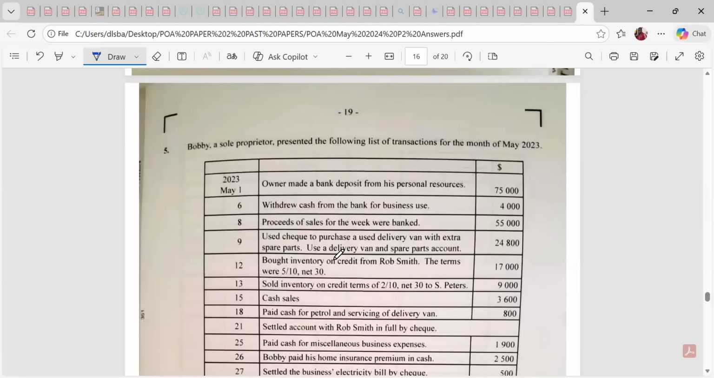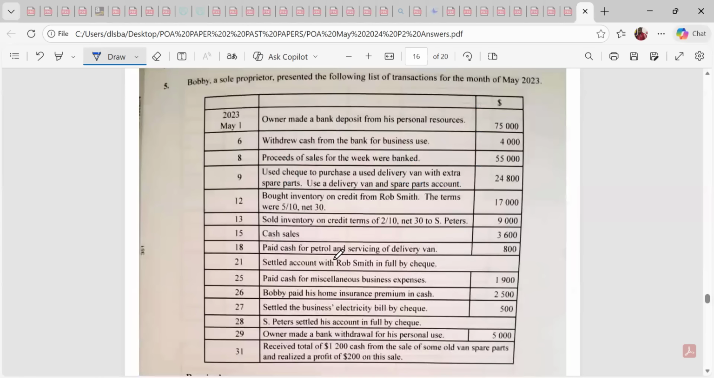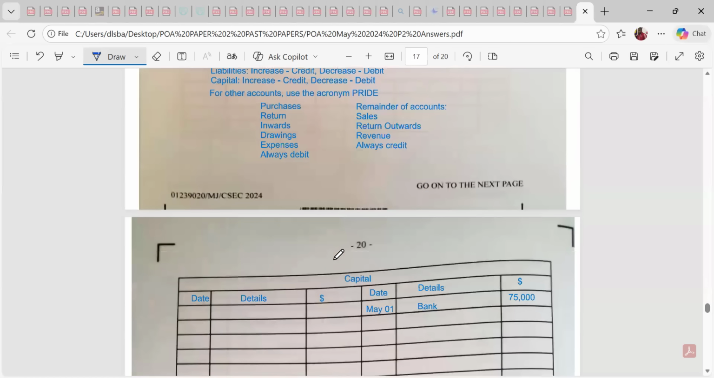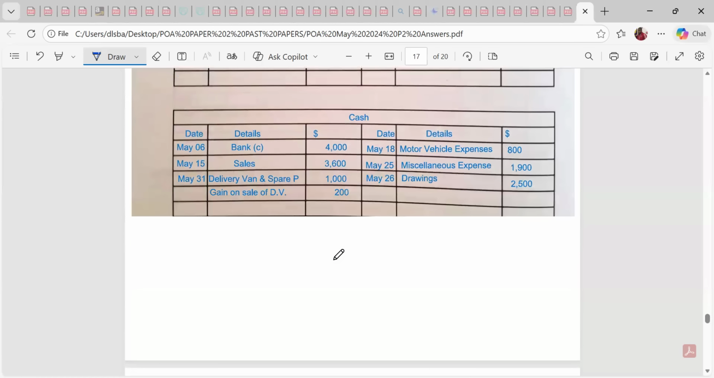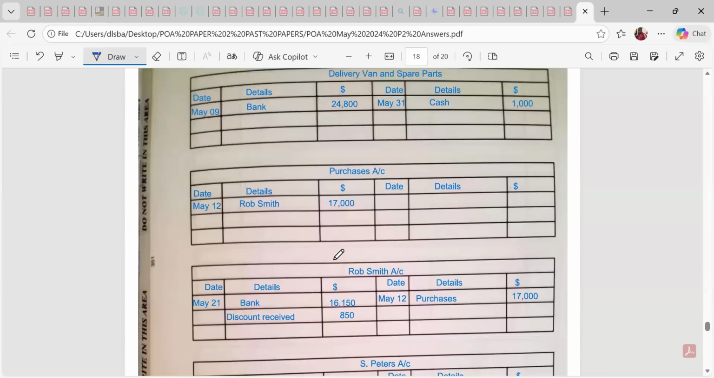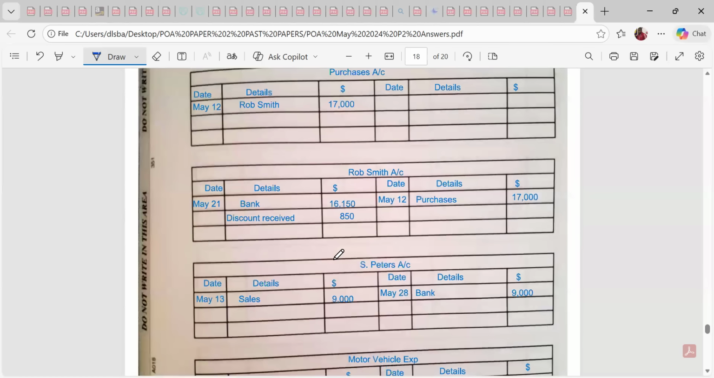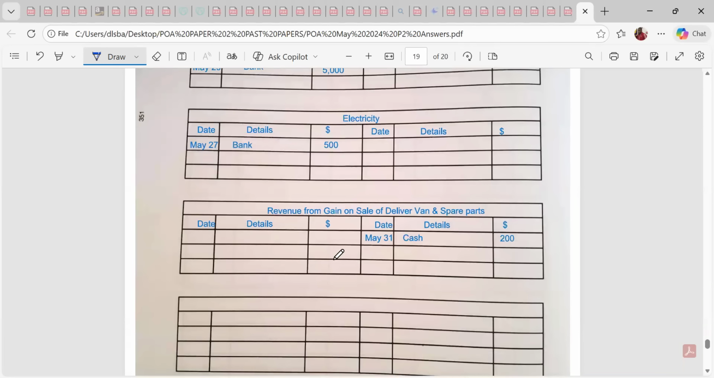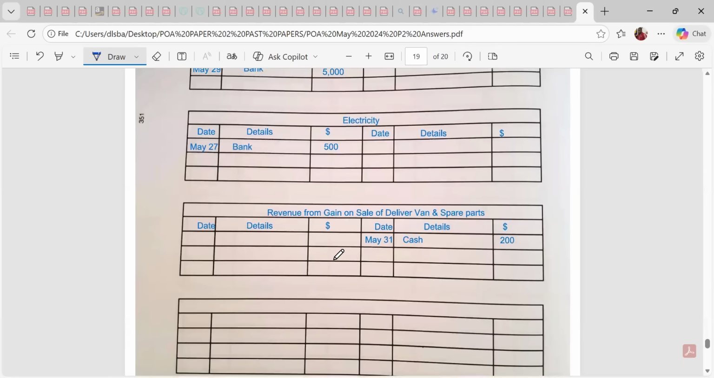I remember this one. This is probably the longest paper question ever to come for CSEC. They give you all these transactions, and you had to record them in the T accounts. Now, one thing in double entry rules, it's easy, just long. I was like, wait, CSEC wicked.